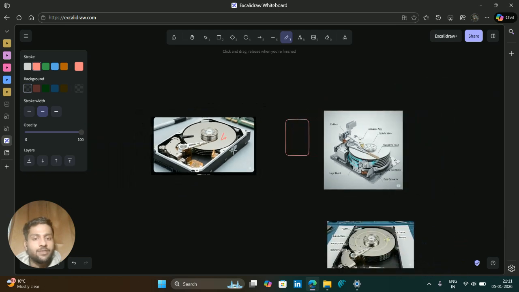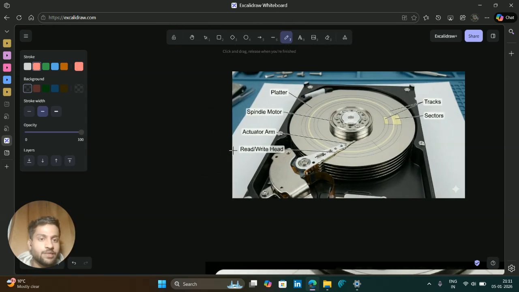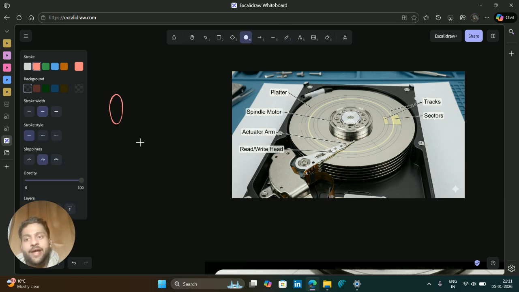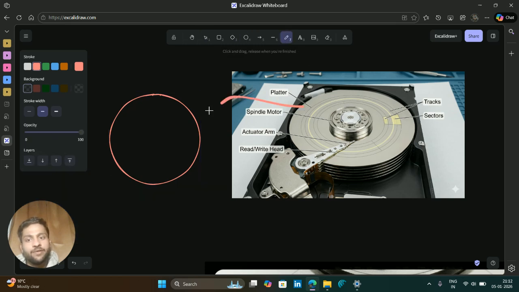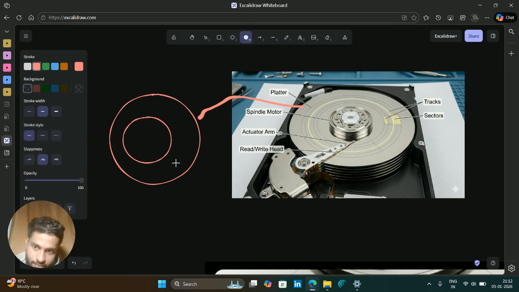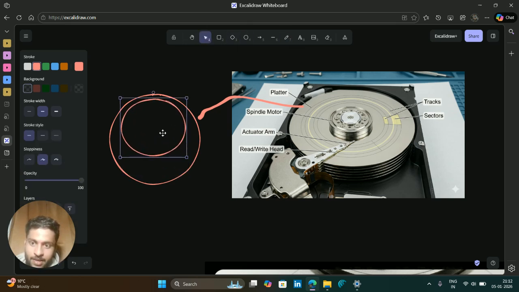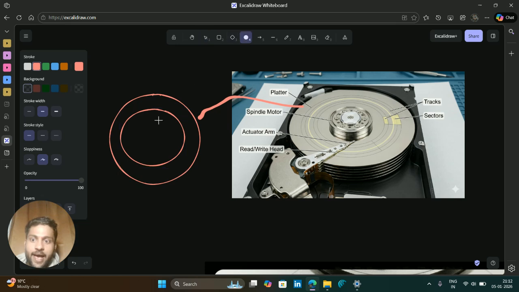Now these plates, if we want to see in detail, you can see that these are different plates. These plates are further divided into tracks. Suppose this one is that plate, we are going to draw it like this. These plates are divided into tracks, and suppose I have drawn three tracks, and these tracks are divided into sectors. Like this it is divided into sectors.